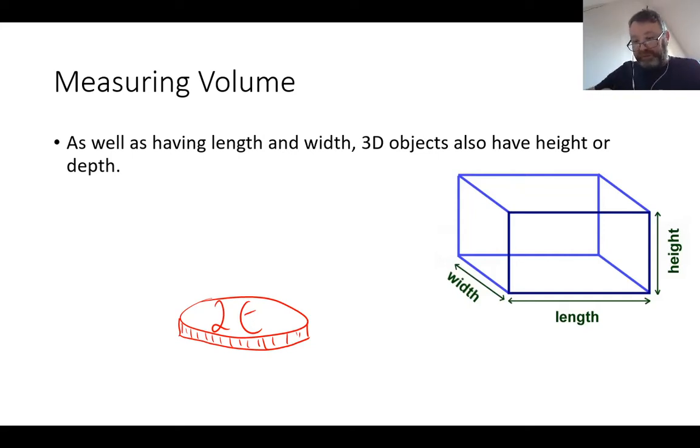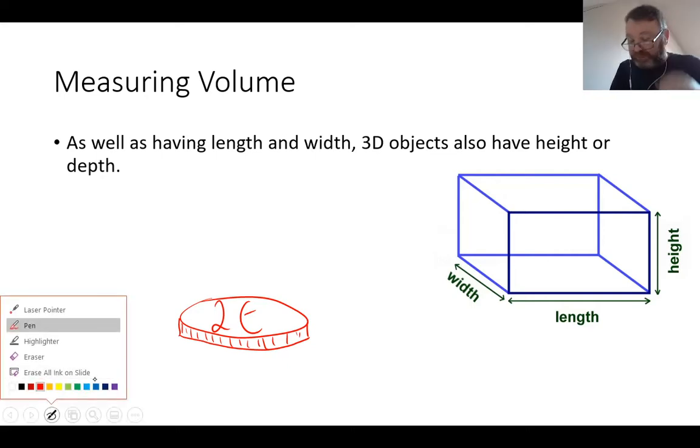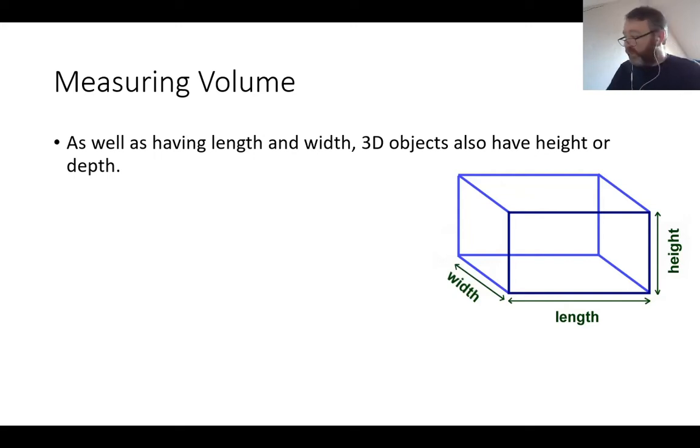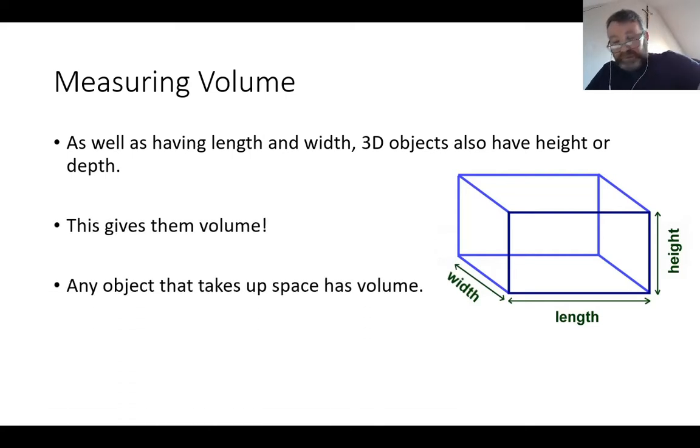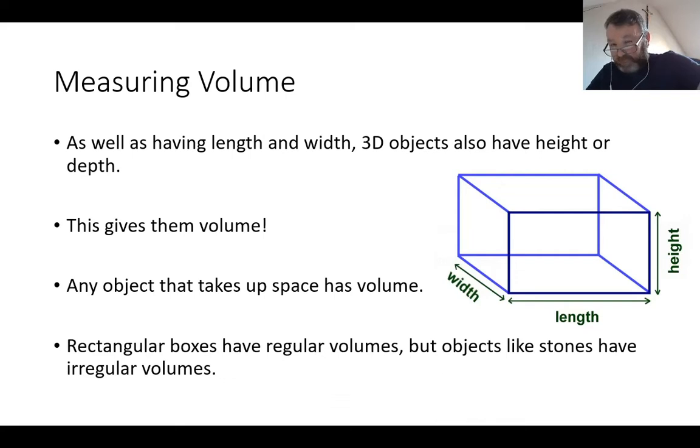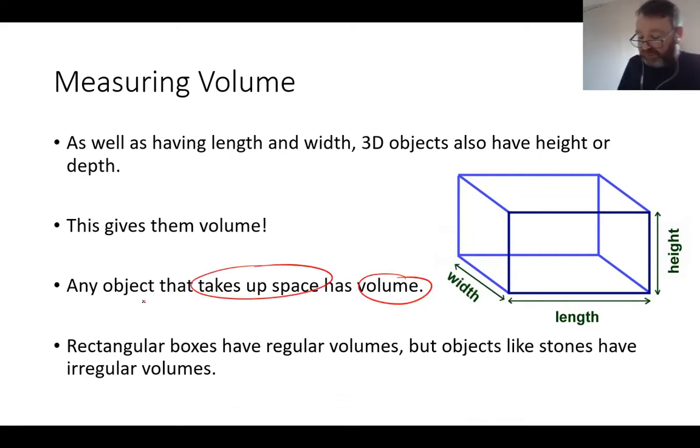So a circle with height becomes a cylinder, a rectangle with height becomes a cuboid, a triangle with height becomes a prism, and so on. So there are special names that I'm going to leave for your maths teachers to deal with. We don't really have to worry about that just yet. We have to worry about anything that has width and length and also height has three-dimensional volume. Any object that takes up space has volume. Now, I've told you that before. That's the definition. Volume is found in any object that takes up space.